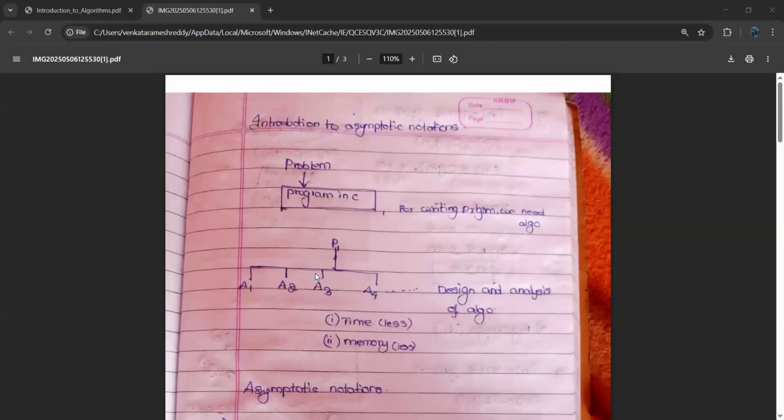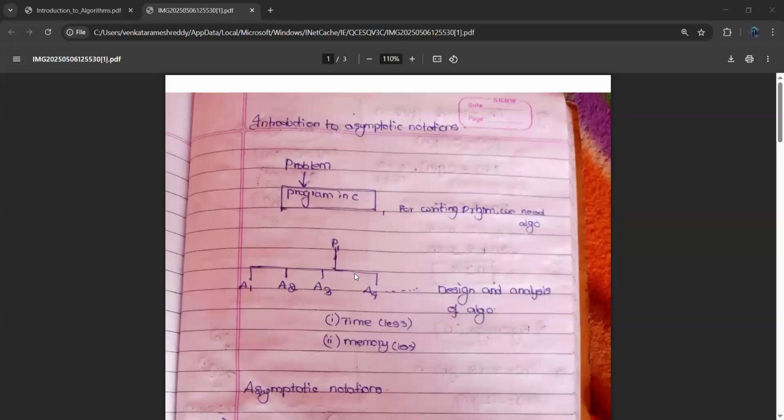This design and analysis of algorithms will give clarity on which algorithm we should use and prefer for the given problem. In order to select those algorithms for the given problem, it basically depends on two factors. The first one is time complexity, meaning time, and the next one is memory.